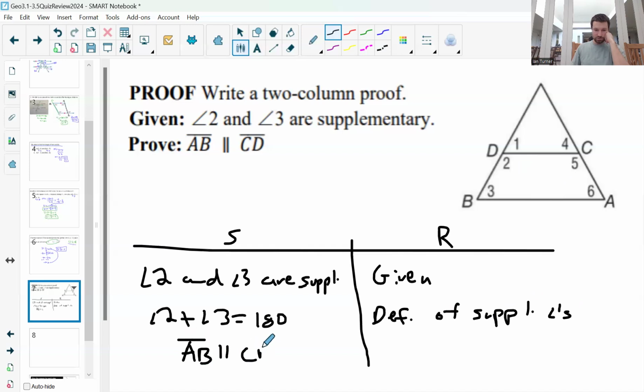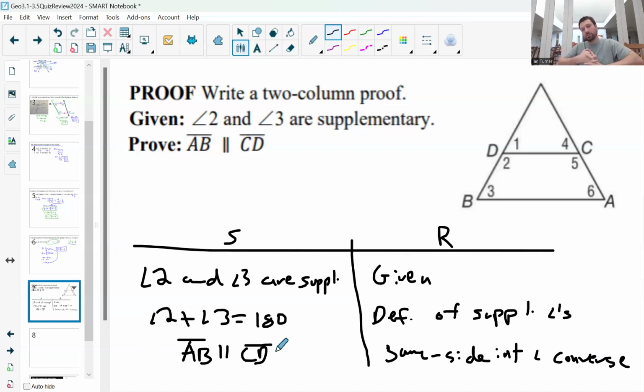Make sure when you study for this quiz, look through your notes at those examples we did in class. Do the one, what was the reason? What'd you say? Same side interior angle converse? Yeah, you got to have converse there, okay? That's the important part. Converse is the important part. Anytime you have a statement that says two lines are parallel, you should have converse there.